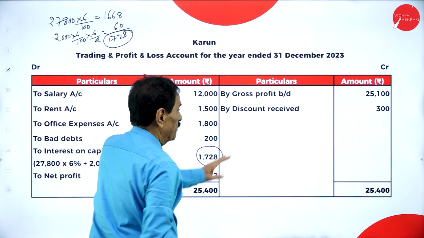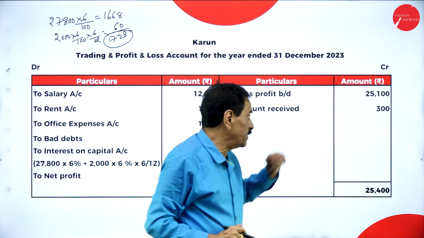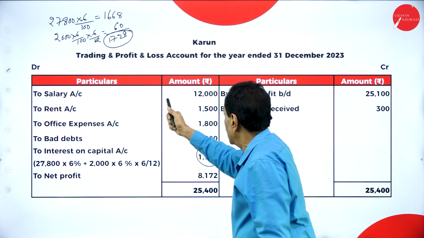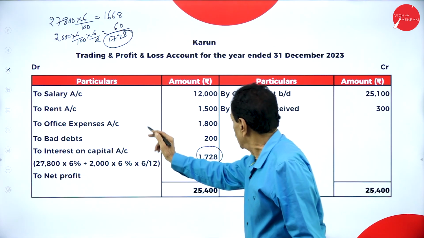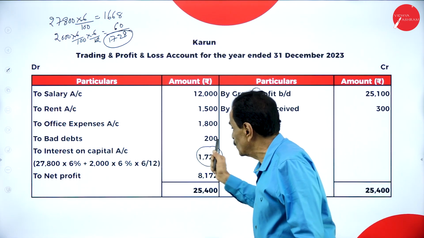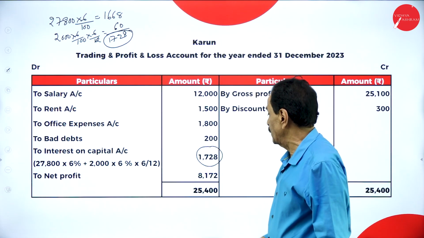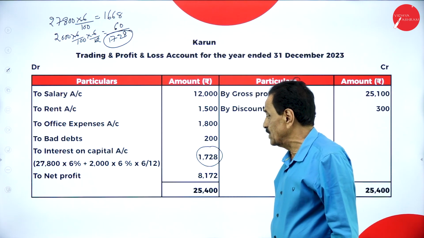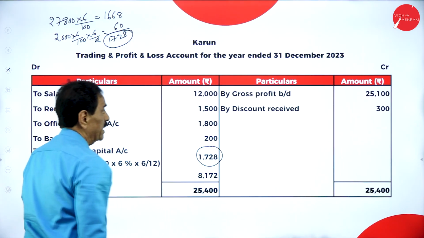So your gross profit brought down is 25,100. Your discount received is 300. Your salary paid is 12,000. Your rent paid is 1,500. Your office expense is 1,800. Your bad debt is 200. Interest on capital I have shown you, 1,728. The net profit is 8,172. We'll move on to the final stage, final account.